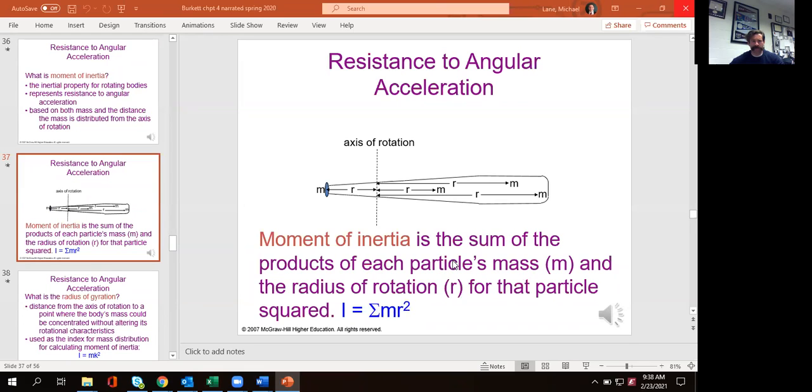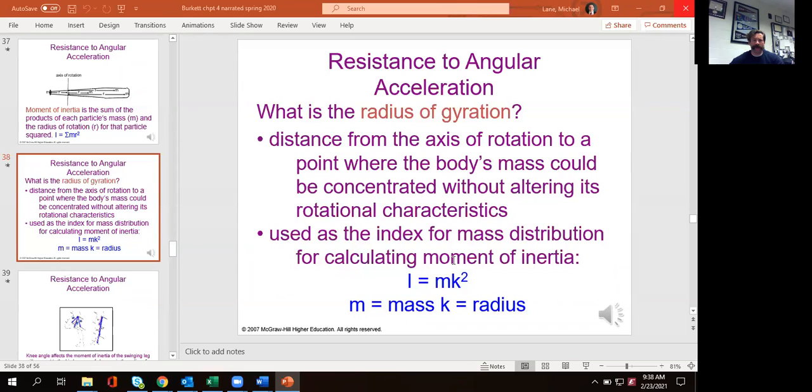Okay? Now, in turn, everything is going to have what's known as a radius of gyration. And that's going to be the distance from the axis itself, where we're going to find that center of mass that it's going to be rotating about, okay? And that's going to be equal to essentially our mass times our radius squared.